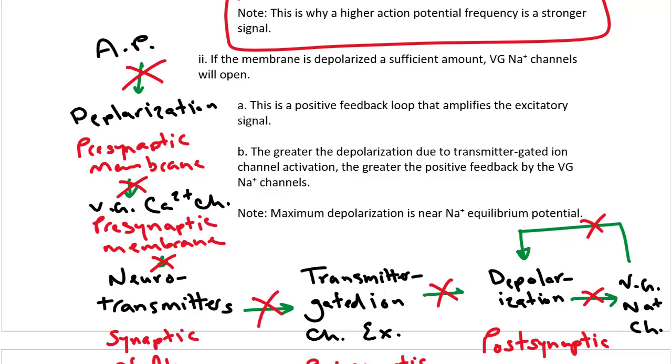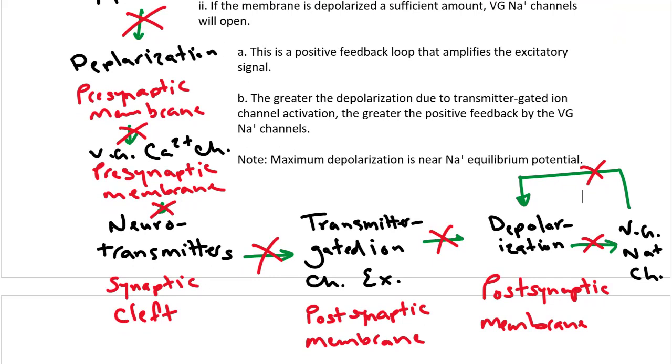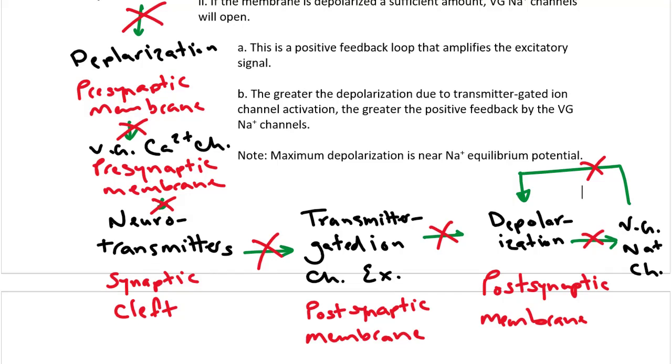I would recommend that you learn to draw things out like this, and then see the path that is taken, and where anything that happens to this pathway, how it affects things downstream. So downstream will always be, in this case, depolarization, because this is the big event, the depolarization of the postsynaptic membrane. Okay, continuing.